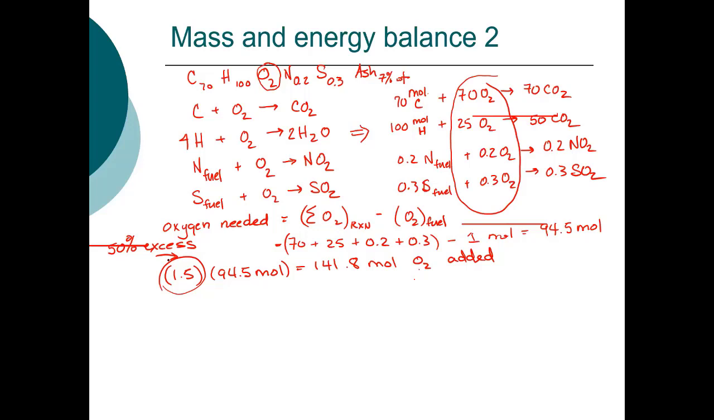I have a question about the equation, the second one where we have 100 moles H plus 25 O2 yields 50 CO2. Why is it CO2 or is it supposed to be H2O? Oh, sorry. Was it supposed to be H2O? Oh, thank you for catching that. Yes, that should be H2O. Okay, thank you.